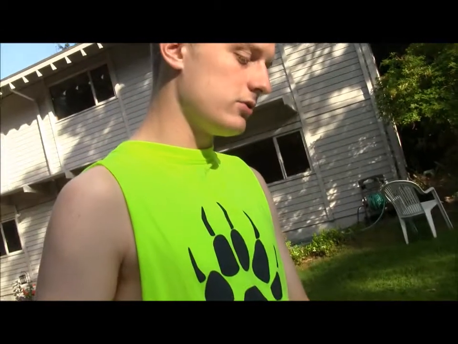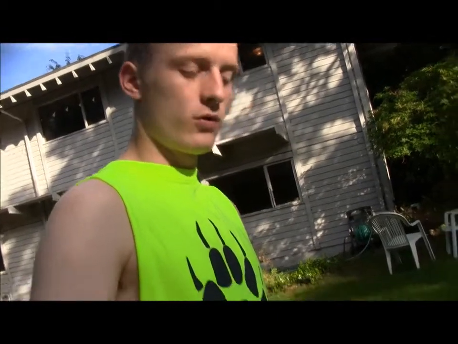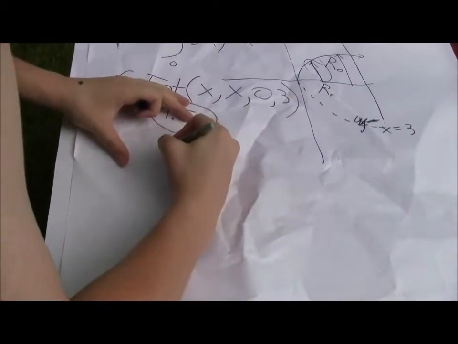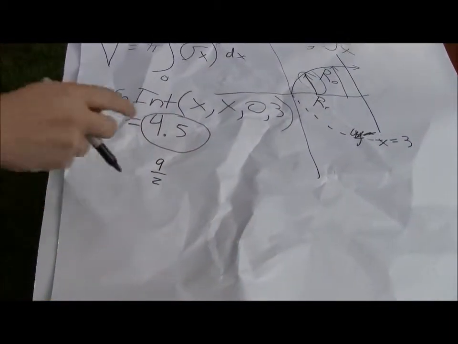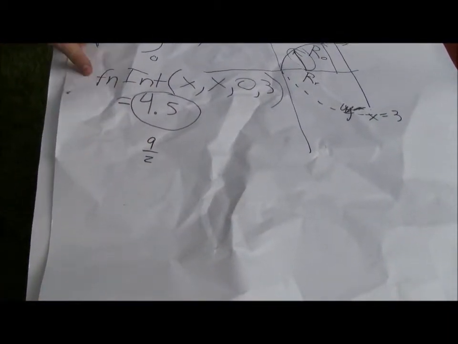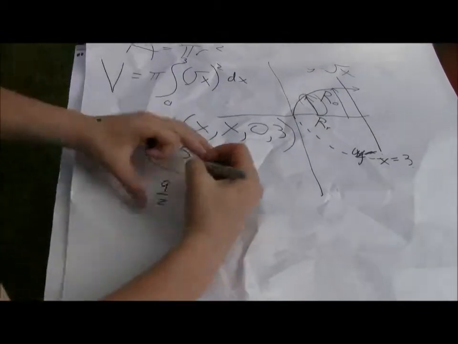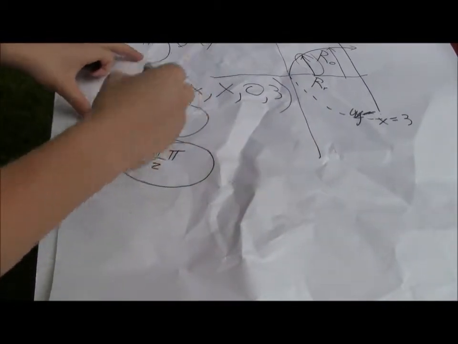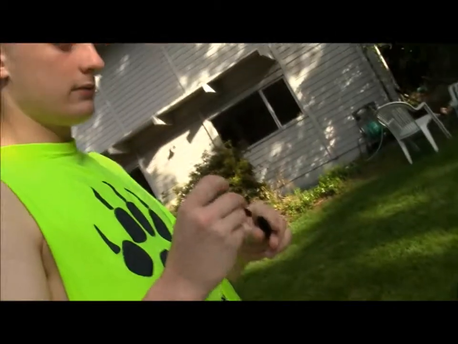4.5 is an easy number to work with, so we can put that back into fractional form. 4.5 is the same thing as 9 divided by 2, or 9 halves. So it's 9 halves, and then we have to remember to throw the pi in. That was our one step we forgot. 9 halves pi. And that's our final answer, not that. Thanks, guys.